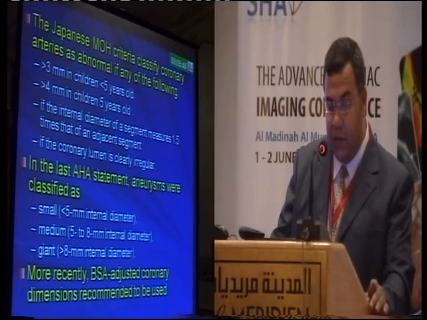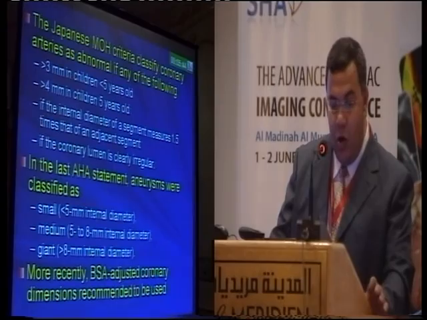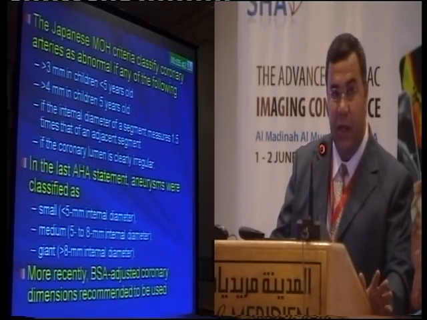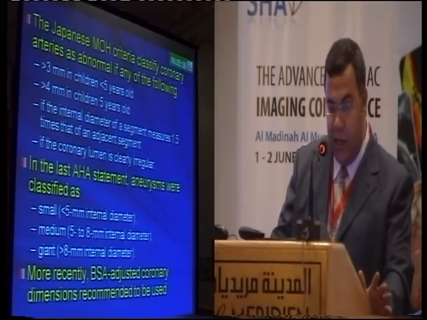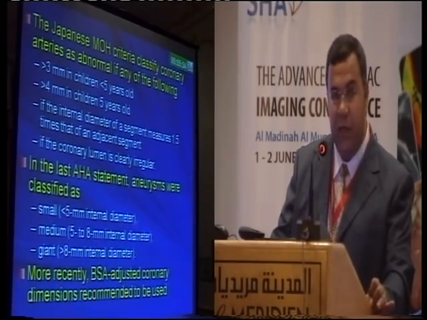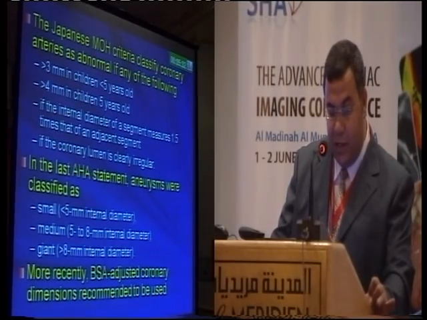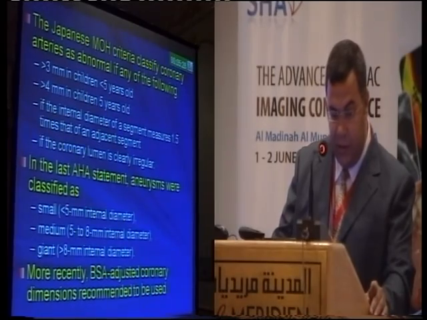of a segment measures 1.5 times that of an adjacent segment, or if the coronary lumen is clearly irregular. American Heart Association estimated aneurysms were classified as small, less than 5 millimeter, medium, 5 to 8 millimeter internal diameter, or giant, more than 8 millimeter internal diameter.